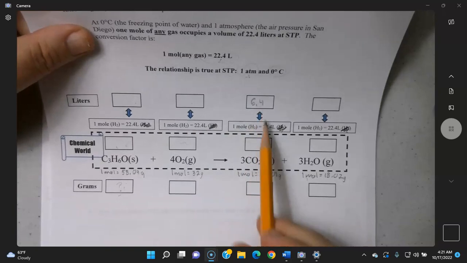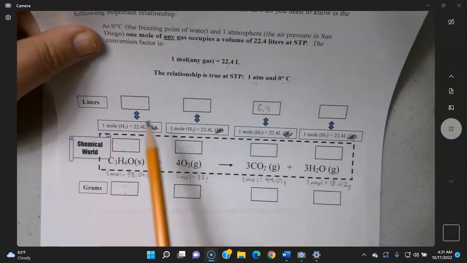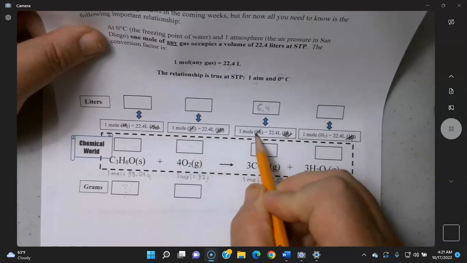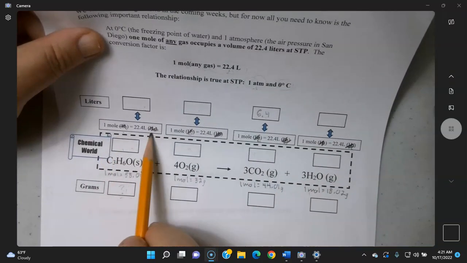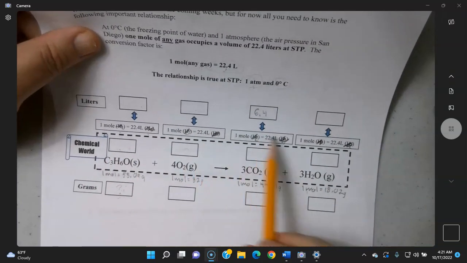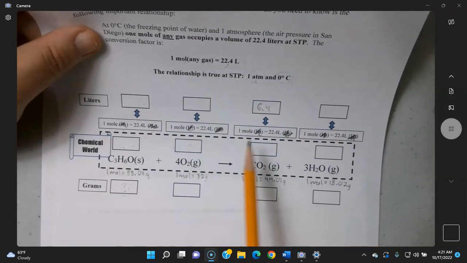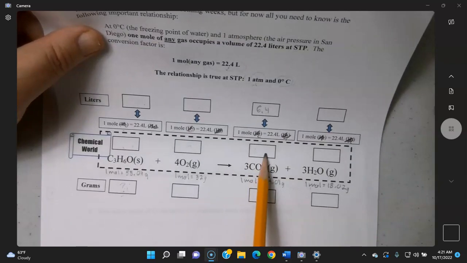You're going to come down into the equation using this conversion. Now it says 1 mole of H2. That was from a previous lesson that I didn't change. You can scratch all of those out. It's any gas: 1 mole of any gas equals 22.4 liters. So just scratch out all the H2s. It doesn't matter what gas you're dealing with. So 6.4, you use this conversion to get to here. And now you need to get from here to here.